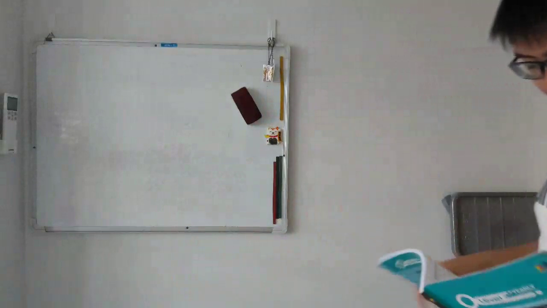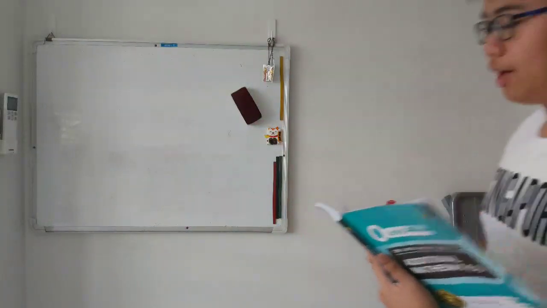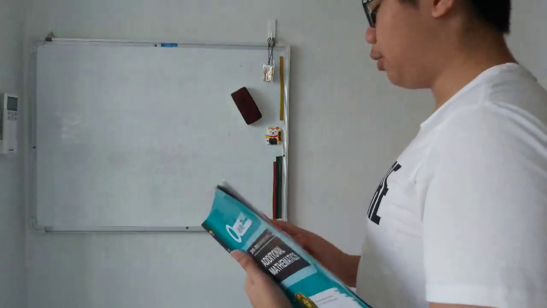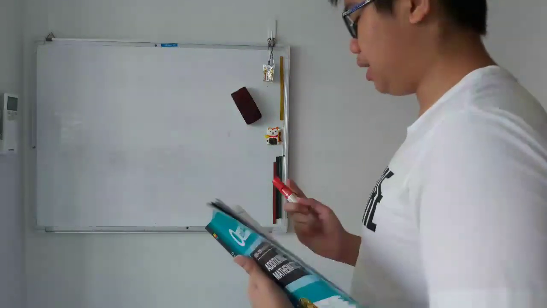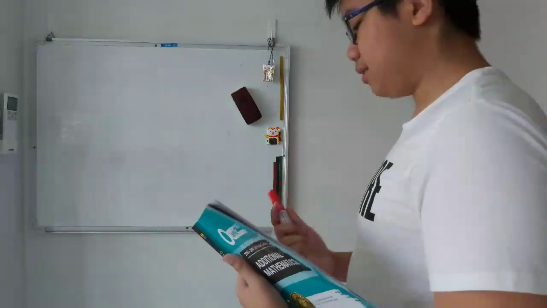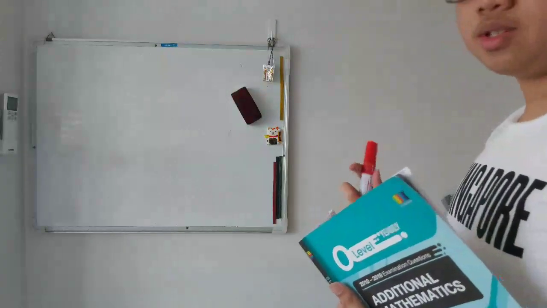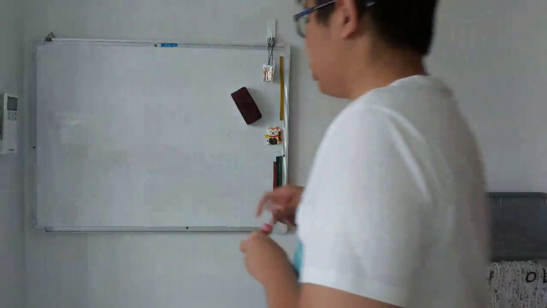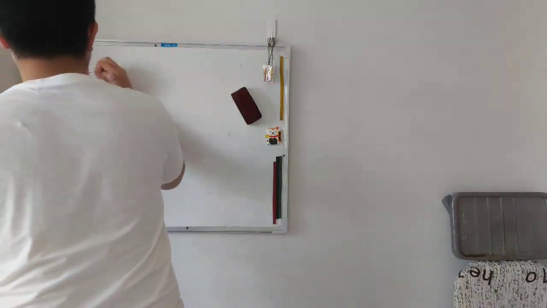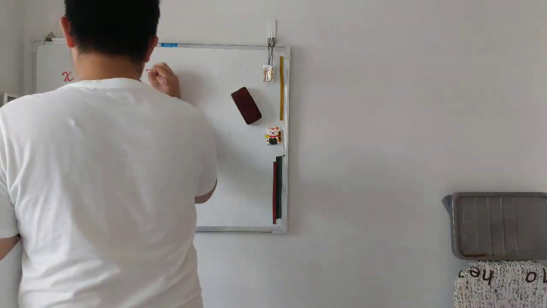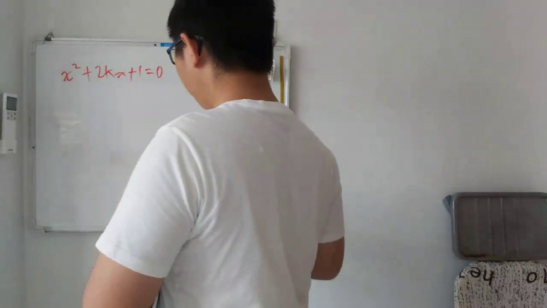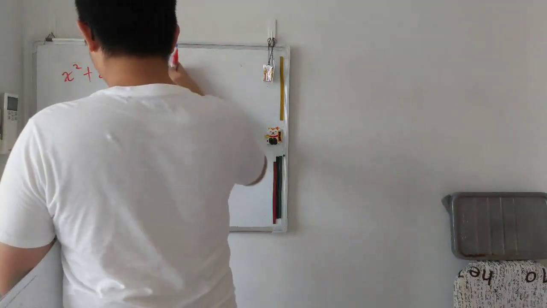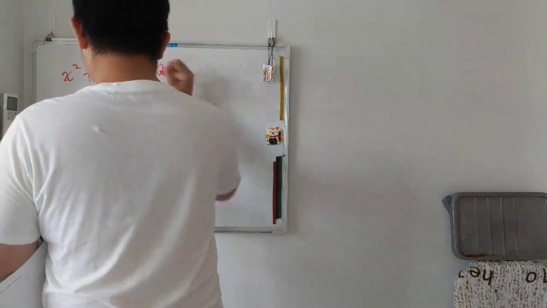Question 2. Find the set of values of the constant k for which the curve y equals x squared plus (2k plus 1)x plus 1 lies entirely above the line y equals x. Okay, so we just need to equate this, right? So we will have x squared plus 2kx plus 1 equals 0. Equals 0? Are you sure it's equals 0? Remember, the curve lies completely above the line, which means that this is more than 0.